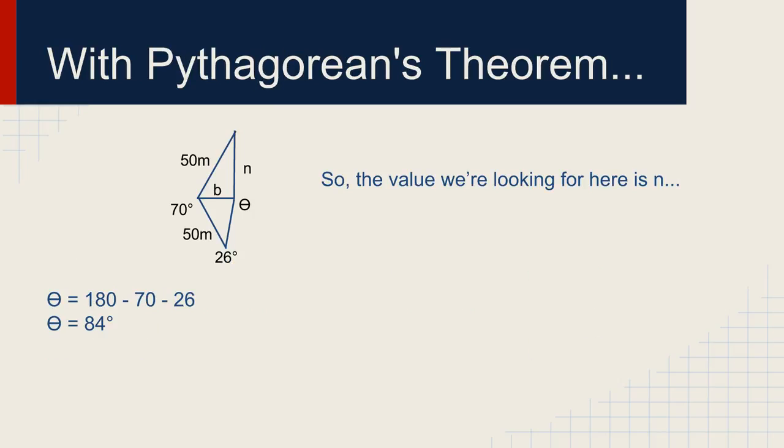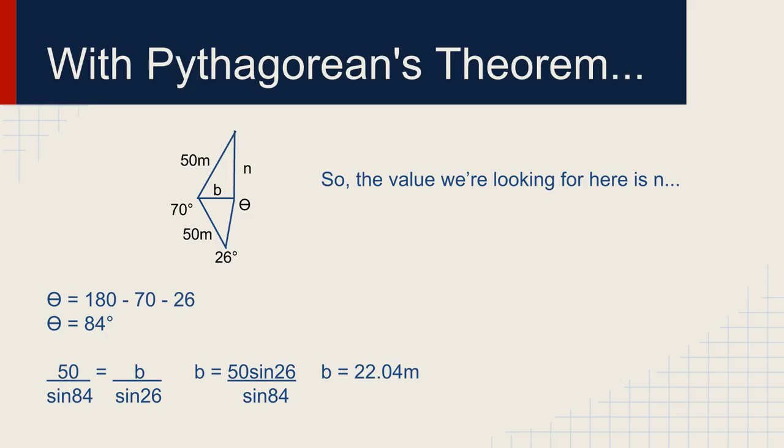And finally, here's an example of a three-dimensional figure that can be solved with both sine law and Pythagorean theorem. The value we want is n. We have a given hypotenuse of 50 meters, and b connects this face to another. This other face has two known angles of 70 and 26 and a given side length of 50. First order of business is to find the one unidentified angle, theta. We subtract the sum of the other angles. That's pretty straightforward. We will use this to find b through sine law.